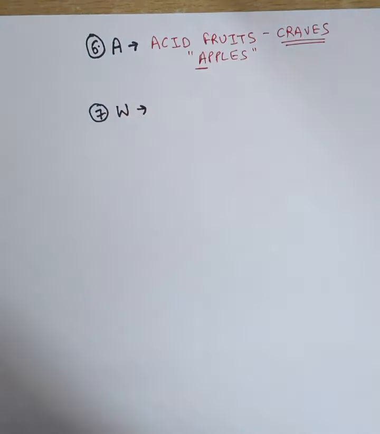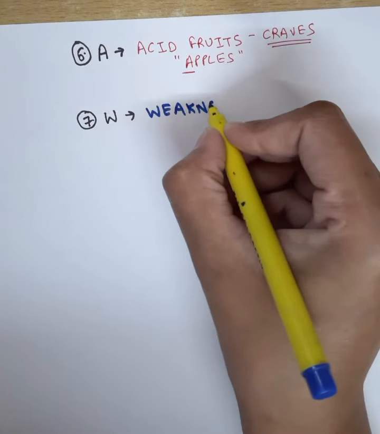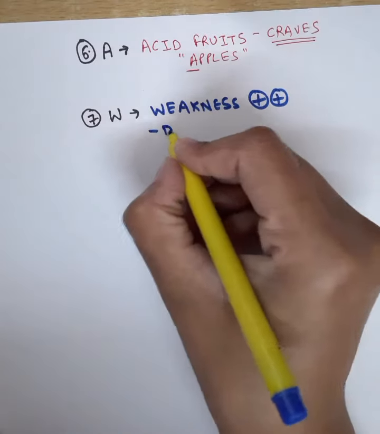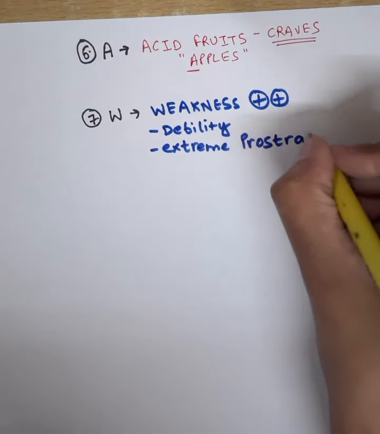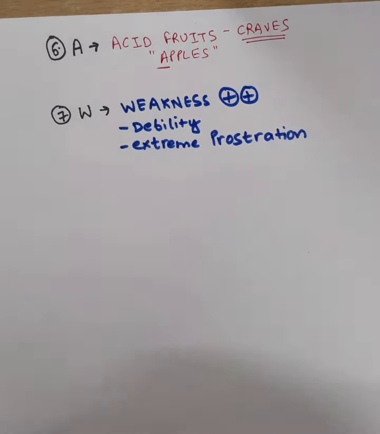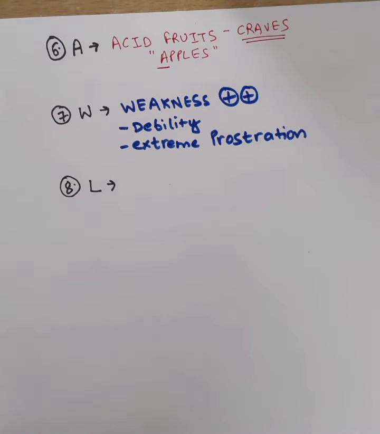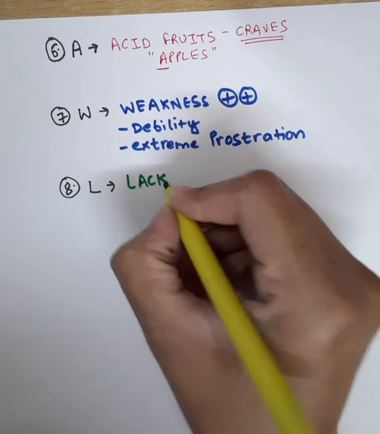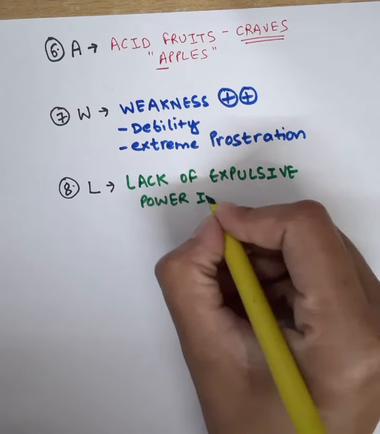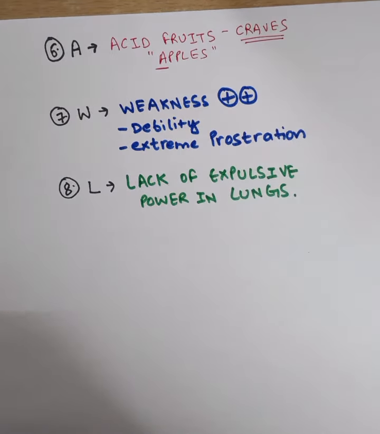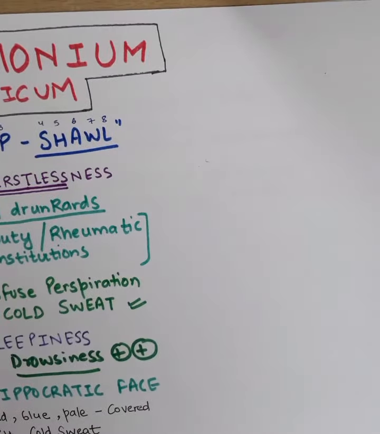The seventh one is W, and W stands for weakness. The weakness is +3 grade. The debility, the extreme prostration. And there is also sleepiness. One symptom that I forgot to tell you is that sleepiness alternates with vertigo. This is an important symptom. The eighth one, L, stands for lack of expulsive power in lungs. This is a very, very, very important symptom.